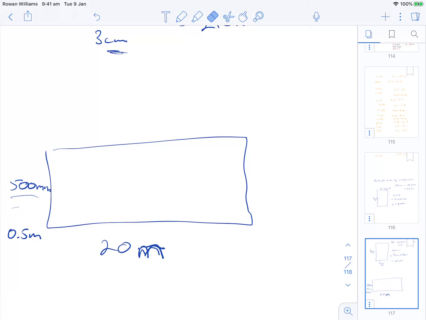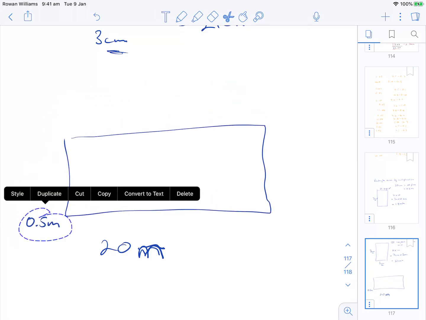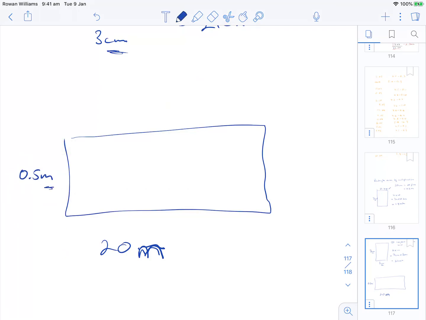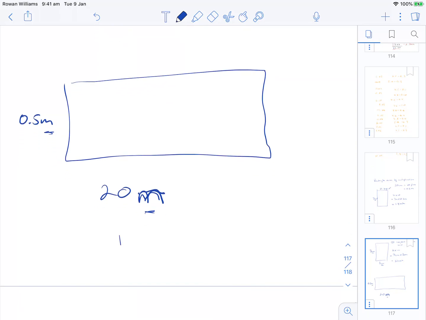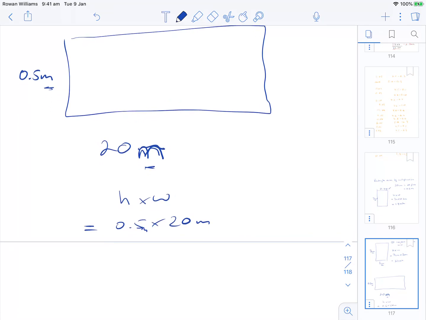So now that I've replaced my numbers here, and I've made my units the same, 20 meters by 0.5 meters, then I do height times width equals 0.5 times 20 meters. It doesn't actually matter which way around you do that, you're still going to end up with the same answer. And 0.5 times 20 equals 10 meters squared.